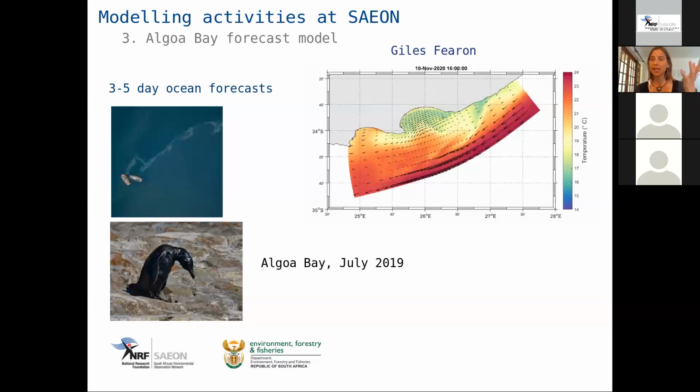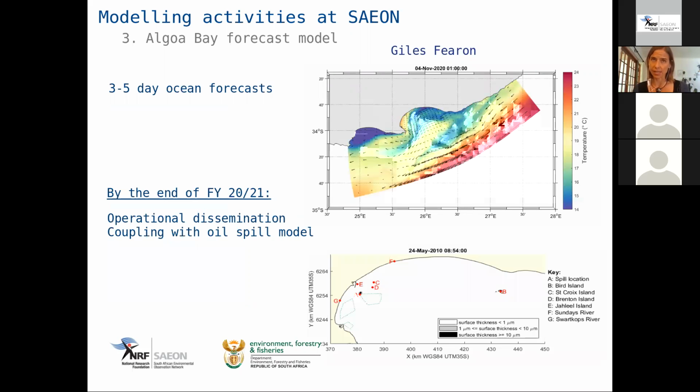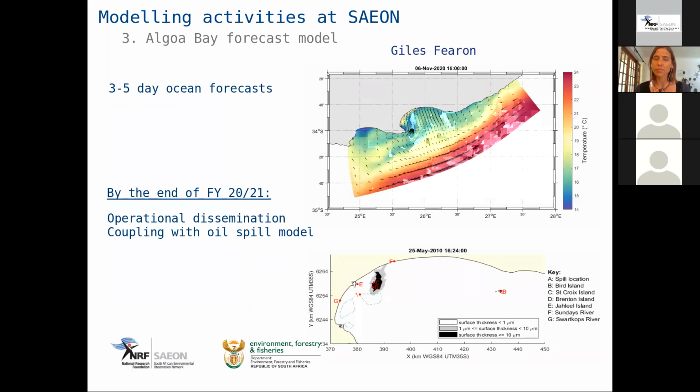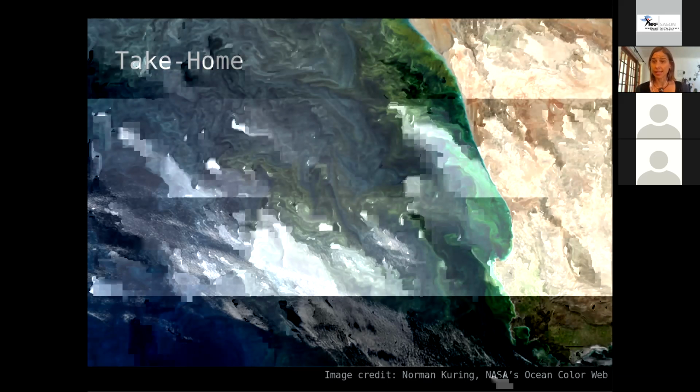We had to make do with what was available globally, which isn't sufficient in this tiny bay. So this is what has inspired us to use Algoa Bay as our pilot site for our forecast. And by the end of this financial year, so by March, we will be coupling this model to an oil spill tracker so that we can operationally see, if there was a hypothetical oil spill within either of these oil bunkering regions, where would it end up and how quickly would we have to get to these islands to mitigate the impact.